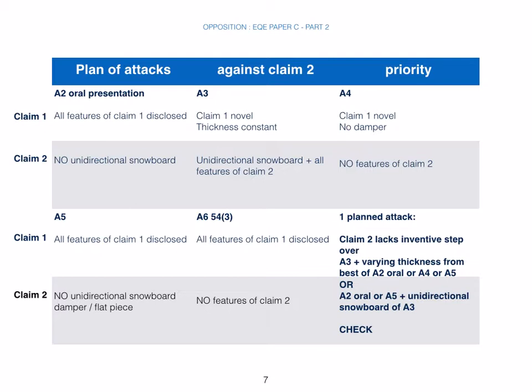A2 or A5 are less promising as closest prior art. They do not have a unidirectional snowboard, but they could import the unidirectional snowboard from A3.